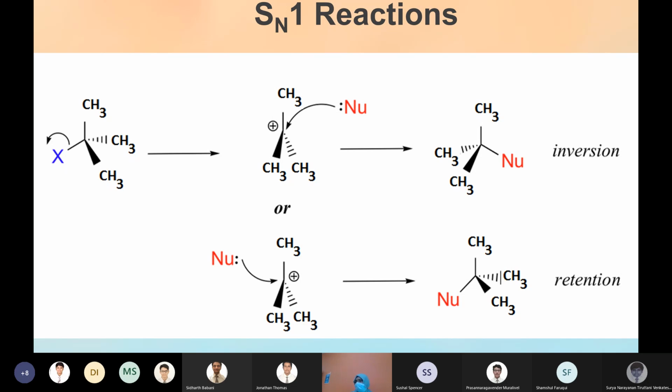Products in which the stereochemistry or the stereo arrangement is retained, and in the other one it is inverted. Clear? Yes, Abhishek? Okay.